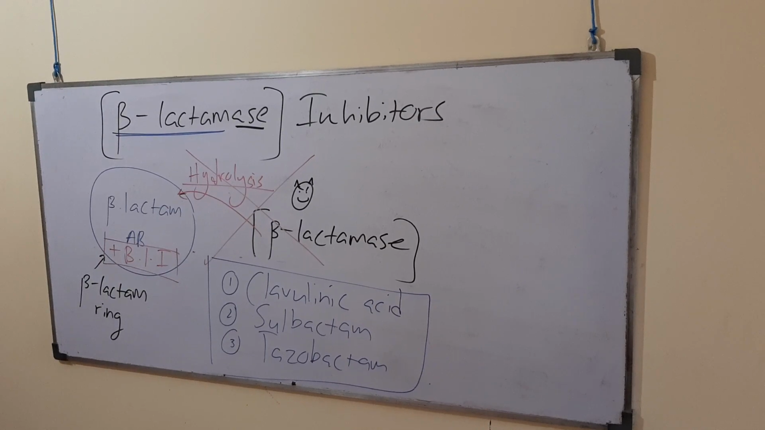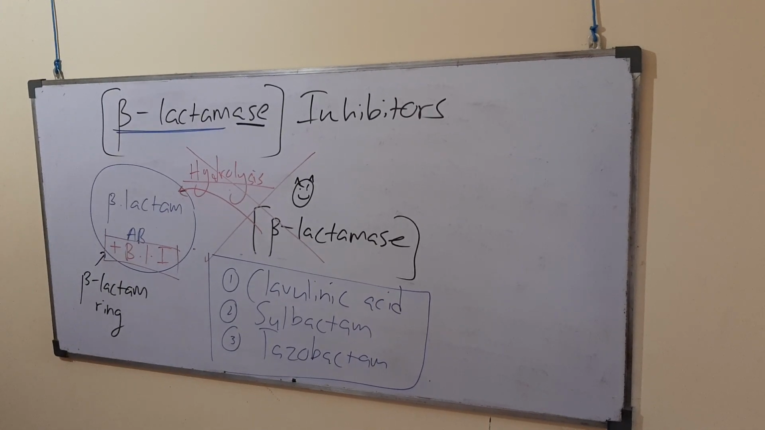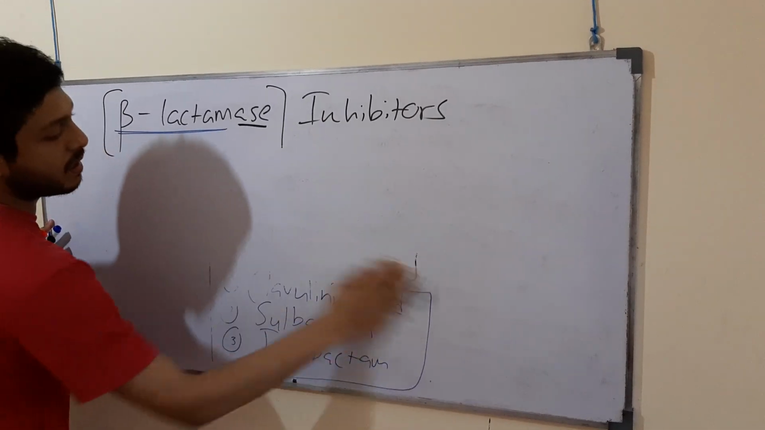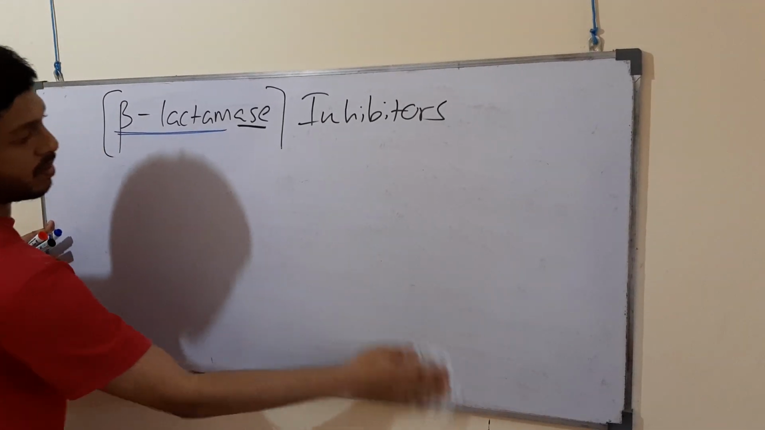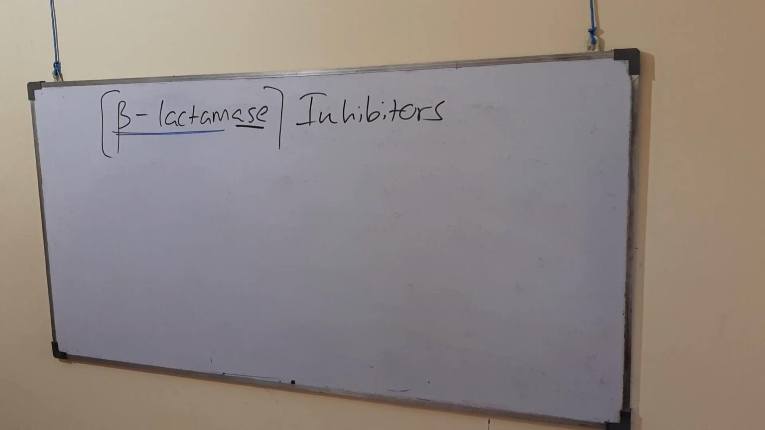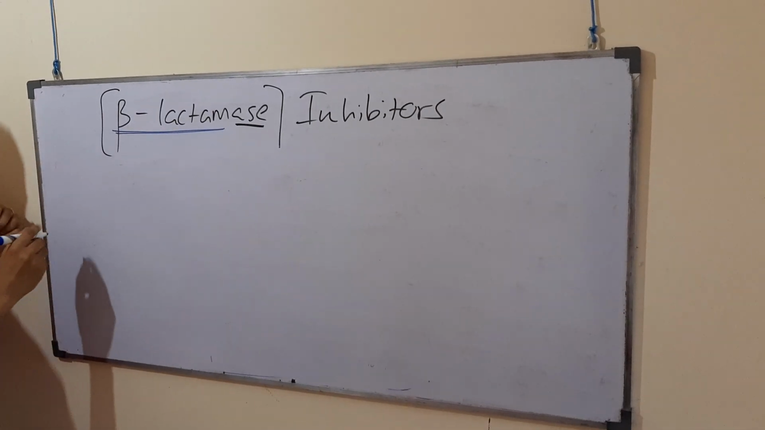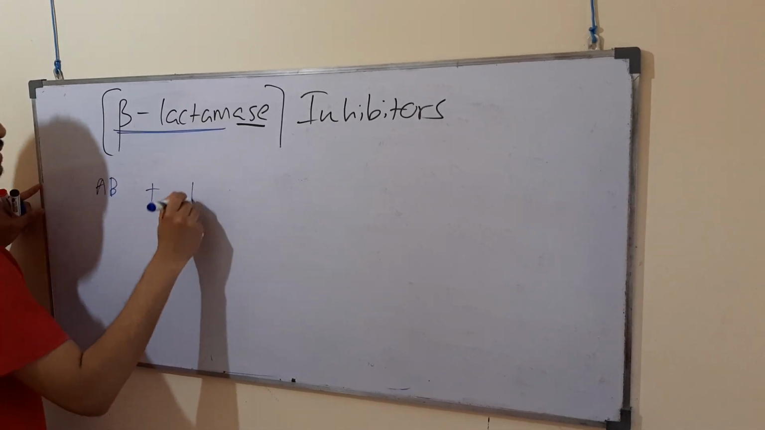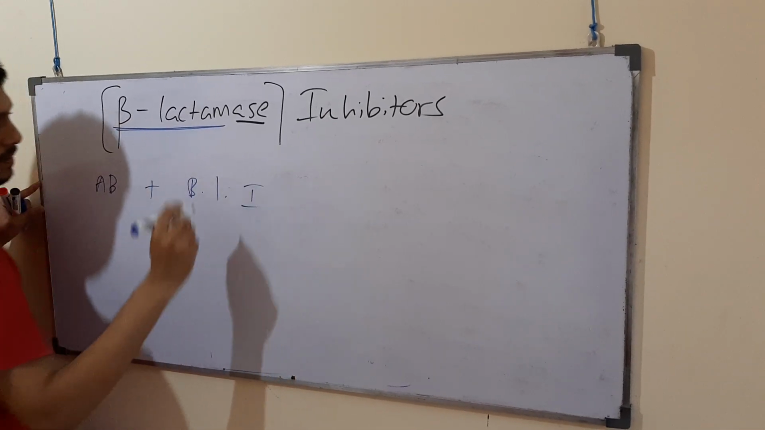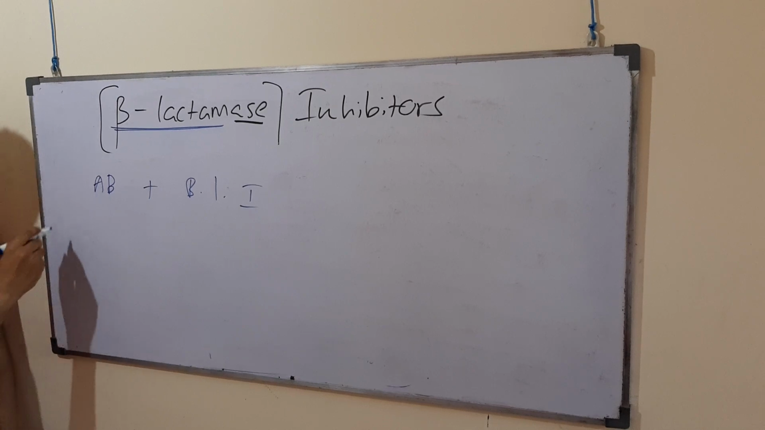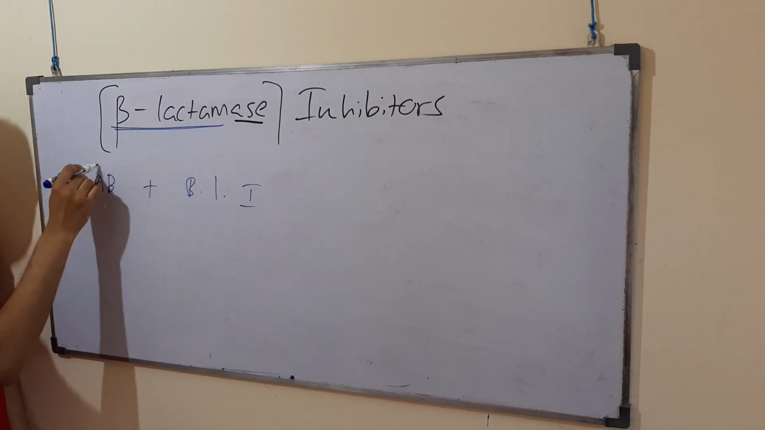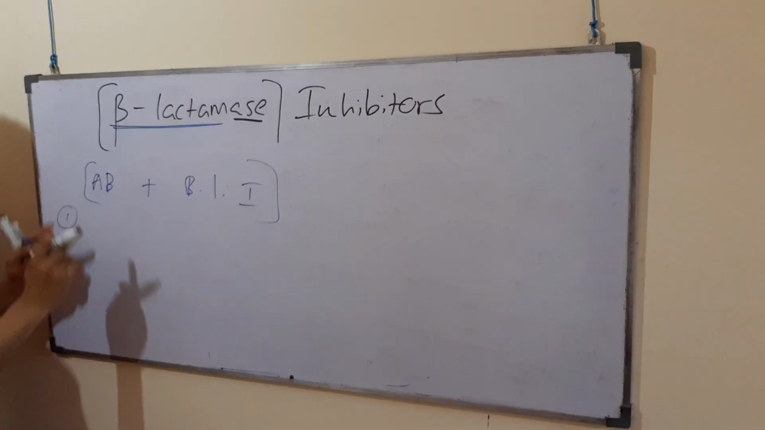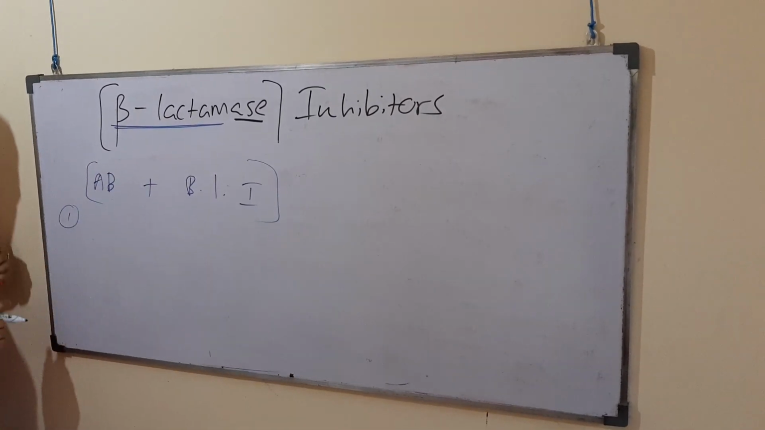So I will give you some examples of these combination drugs and how they work together. We have the antibiotic combined with the beta lactamase inhibitor, right? So this is the combination drug. Because of this beta lactamase inhibitor, the spectrum of this antibiotic is broadened.